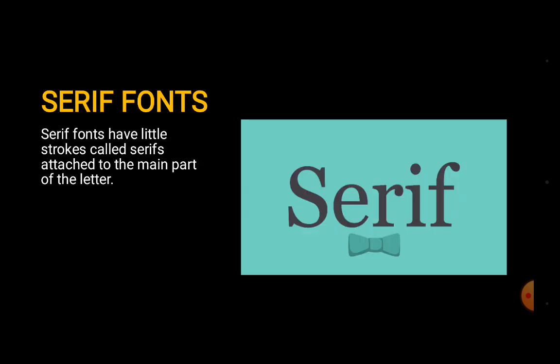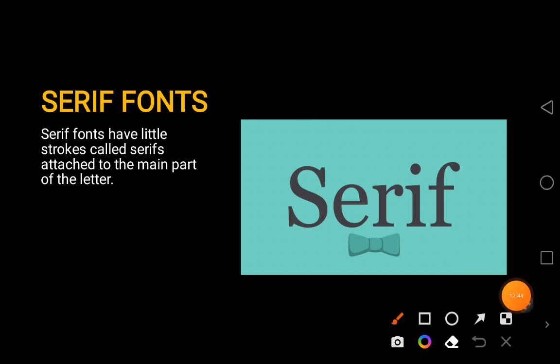So the types of fonts we have are serif and sans serif. Serif fonts have a little stroke called serifs attached to the main part of the letter. So these are serifs, all these things you are seeing, these are serifs. Serif is just like a stroke. I don't know, maybe it's a French word or something like that.